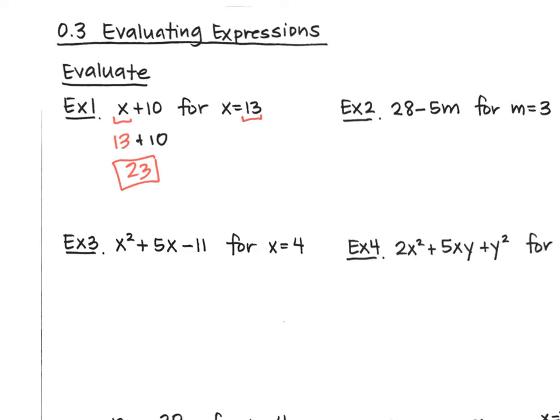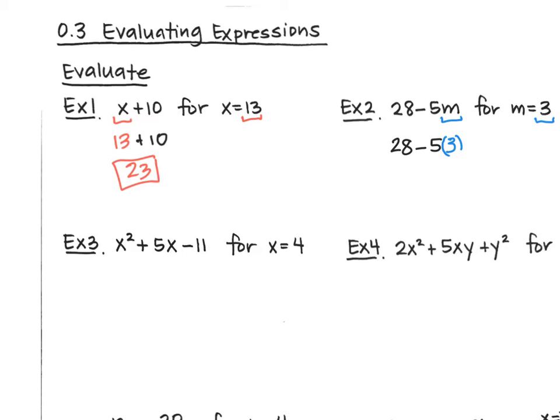Let's try the next one. Next one says 28 minus 5m for m equals 3. So it tells me where m is, I'm going to substitute 3. So here's m right here. The 28, I'm going to bring down the same. The minus, I will bring down the same. And the 5, I will bring down the same. But where there's an m, I'm going to substitute 3. If I just write 3, it looks like 53. This is really saying 5 times 3. So I'm going to put parentheses on the 3 so it doesn't look like 53.